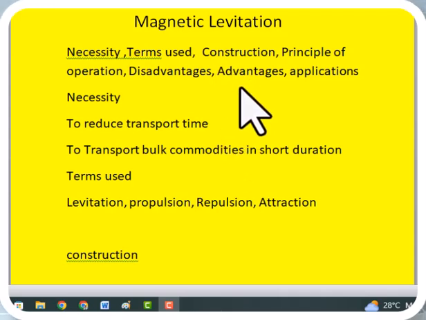And whenever the train is to be stopped, the power to the vertical coils is switched off. Once the power is given to the vertical coils again, the train starts moving forward.